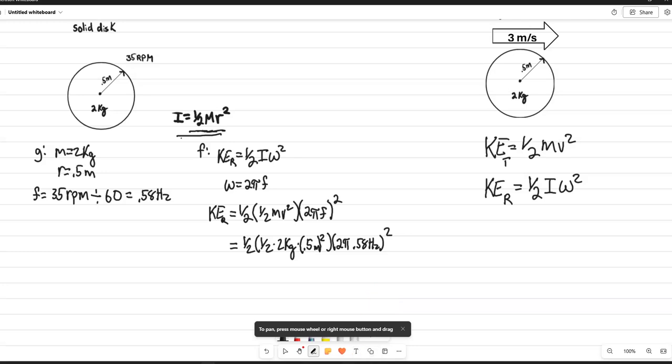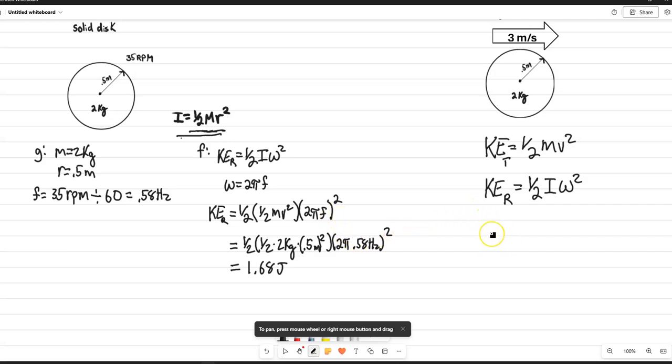Let me put all this in my calculator and get a number. And that's going to give me 1.68 joules. I'm using a Casio, and I can't find pi on here. I wish I had my Texas Instruments.